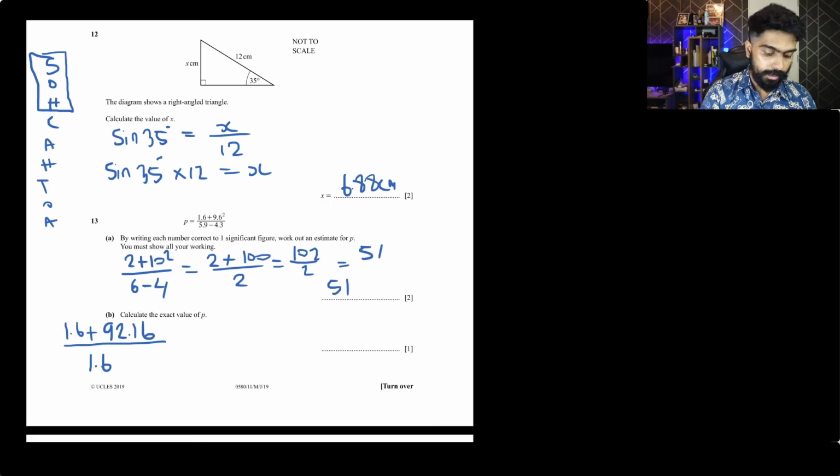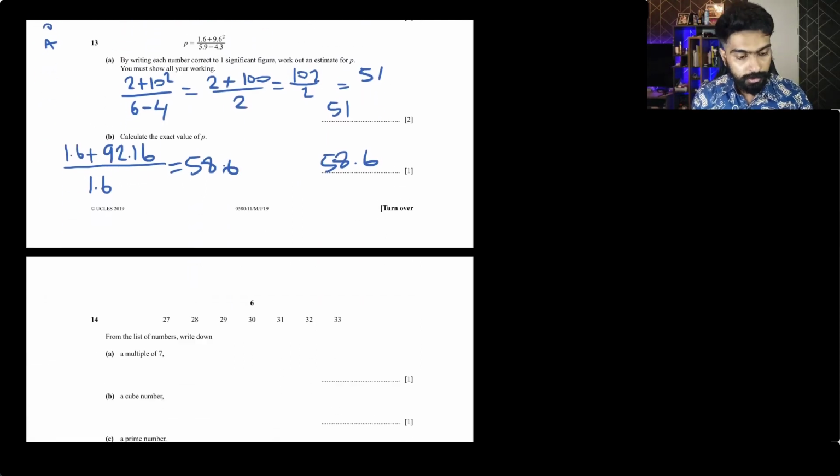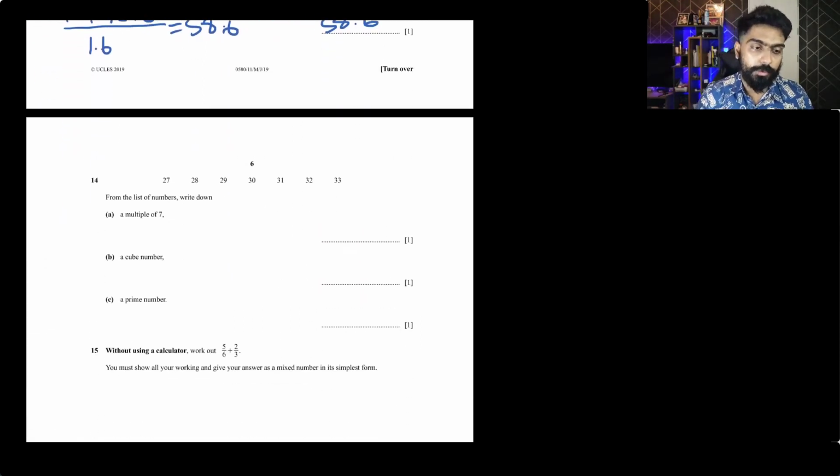1.6. Now again, let's use the help of a calculator right here. 0.6 divided by 1.6 is equal to 58.6, guys. Is equal to 58.6, all right? Now let's go ahead to the next page, what we have here.